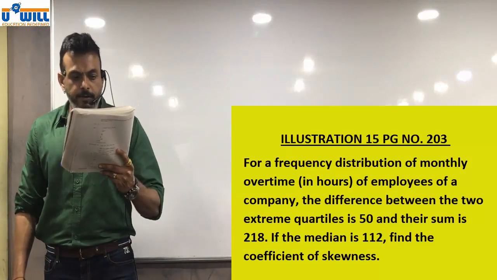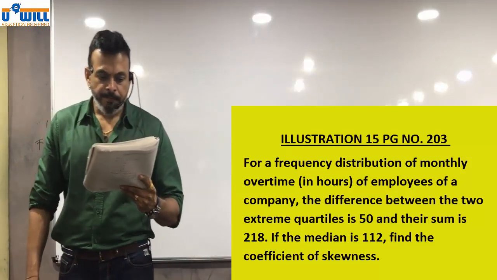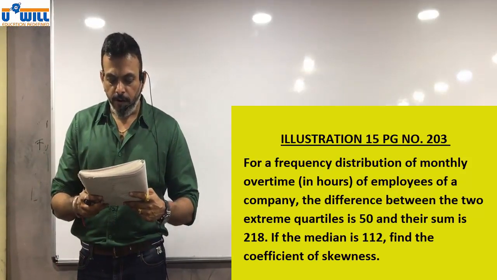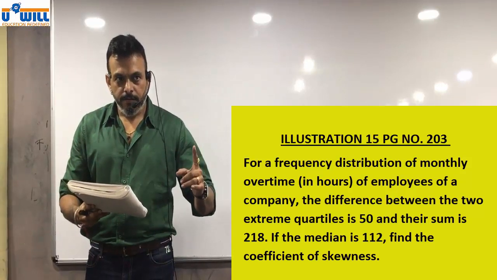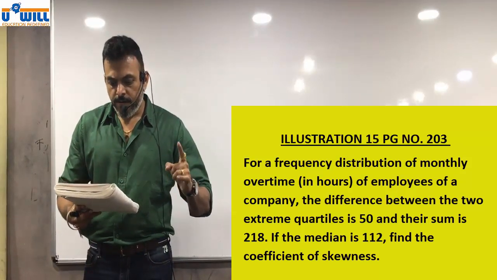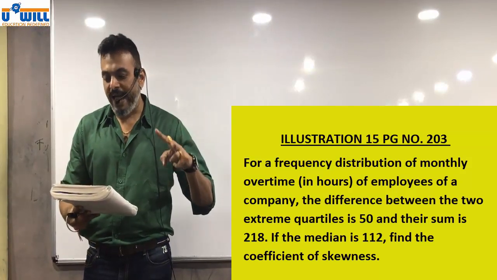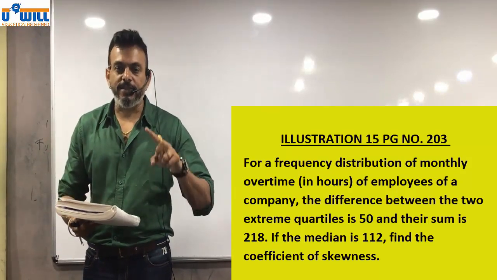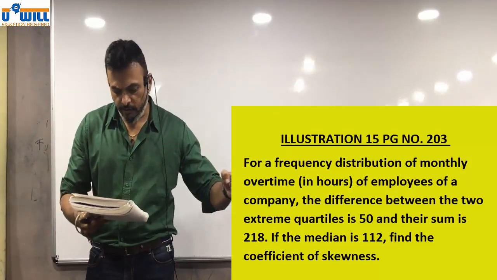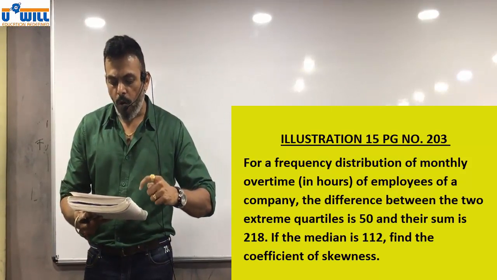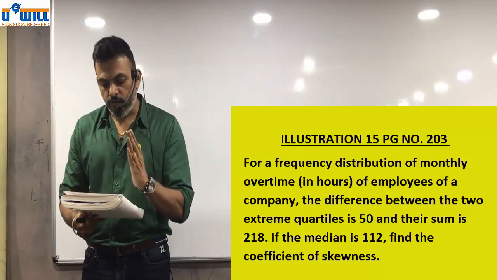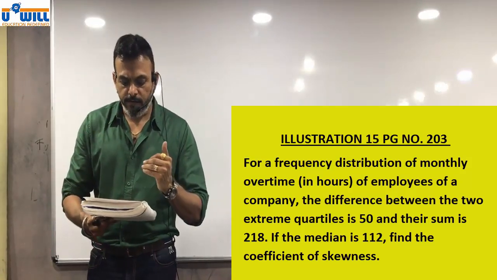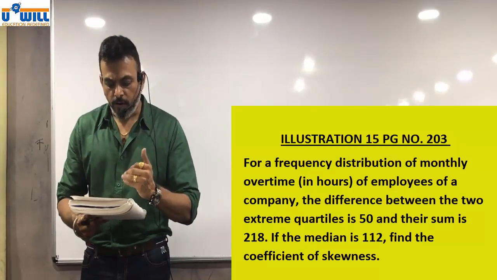Number 203, illustration number 50. For a frequency distribution of monthly overtime in hours of employees of a company, pay attention: the difference between two extreme quartiles is 50. Difference between two extreme quartiles, meaning what do we think? Extreme quartiles Q1 and Q3, and their sum is 218. So Q3 minus Q1 is 50 and Q3 plus Q1 is 218. If median is 112, find the coefficient of skewness.